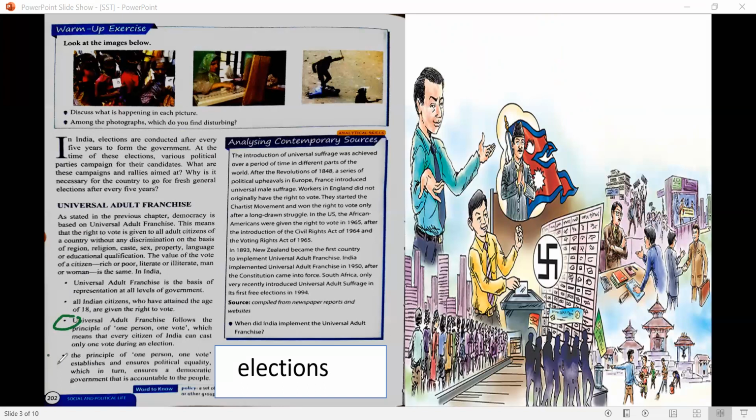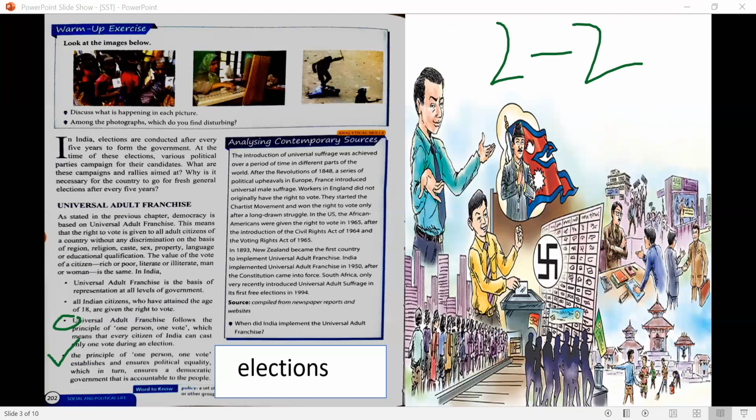Now, let's discuss the last point of universal adult franchise. After this, we will finish, and in the next session we will discuss the elections. So, the principle of one person and one vote establishes political equality, which in turn ensures a democratic government that is accountable to the people. But I have only told you that when two persons are there, they can give two votes. There should be equality.